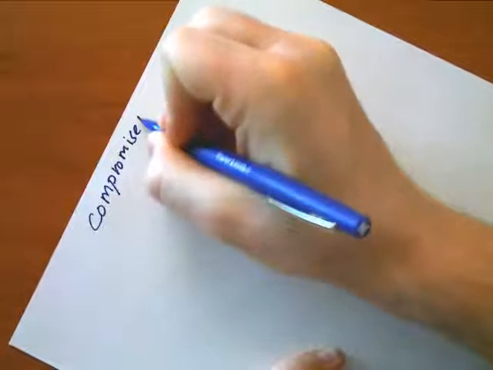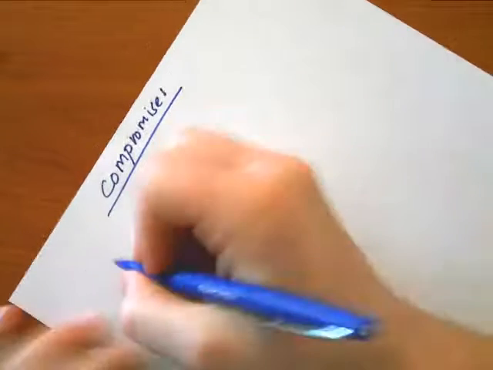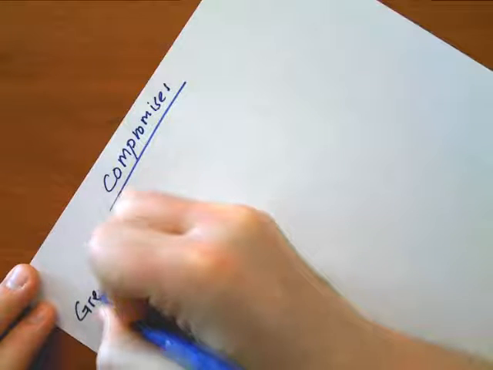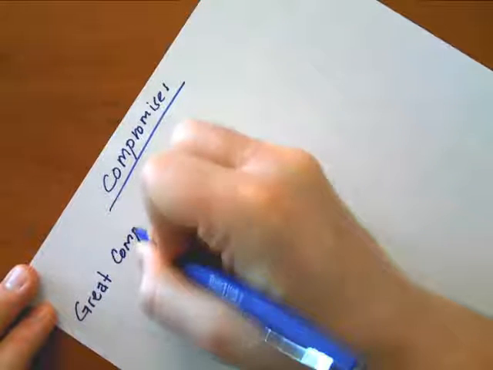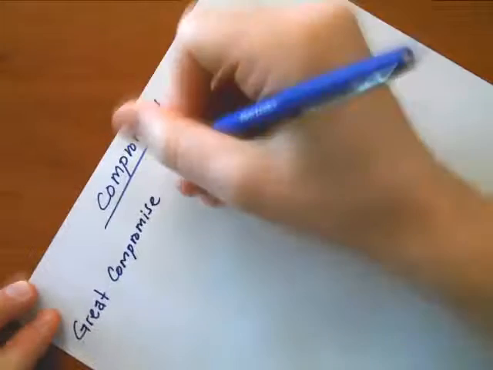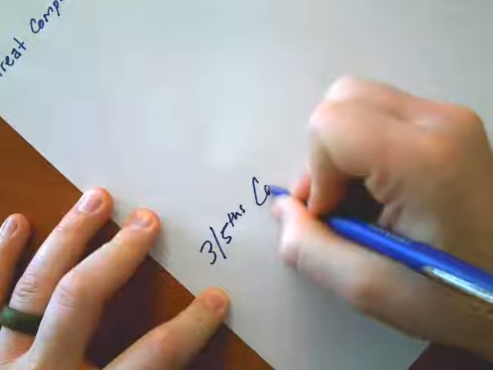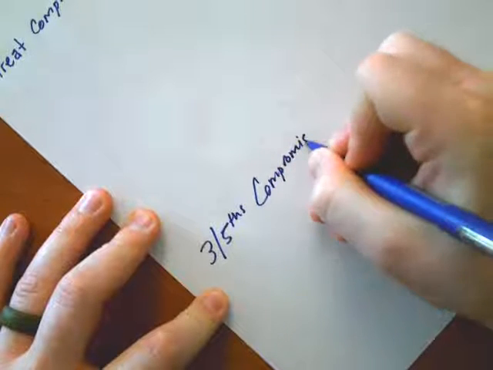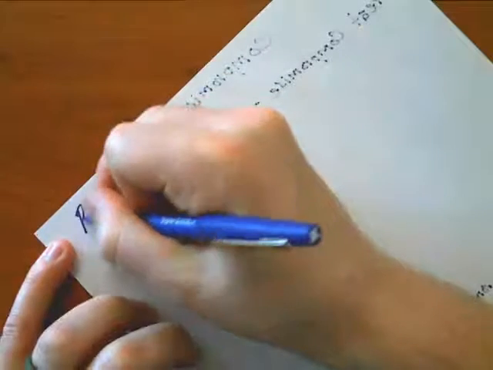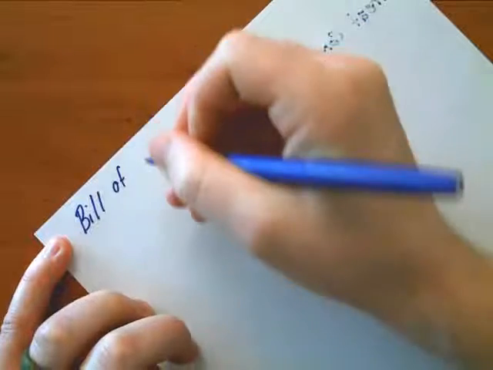Right, for today's Doodle Notes, we will be talking about compromises during the Constitutional Convention. The Constitutional Convention has the following compromises that we need to talk about. The Great Compromise, also known as the Connecticut Compromise, the Three-Fifths Compromise, and the compromise that has to do with the Bill of Rights. Sometimes this is called the ratification crisis.